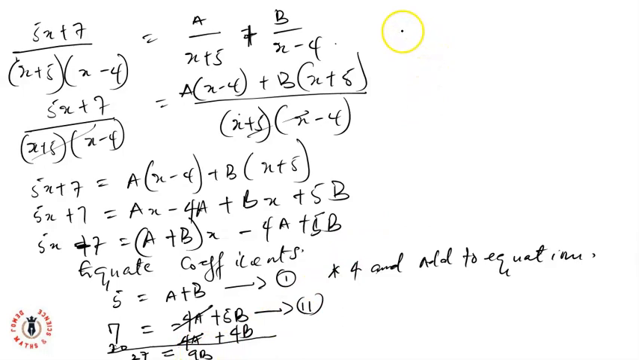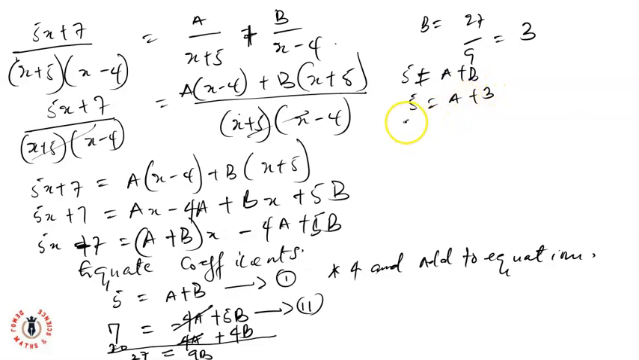Now, if 9B is equal to 27, obviously my B is the same thing as 27 over 9, which is the same thing as 3. And for my A, 5 is equal to A plus B. That means 5 is the same thing as A plus 3. In place of B, we can now substitute 3. So that 5 minus 3 is equal to A. A is equal to 2.